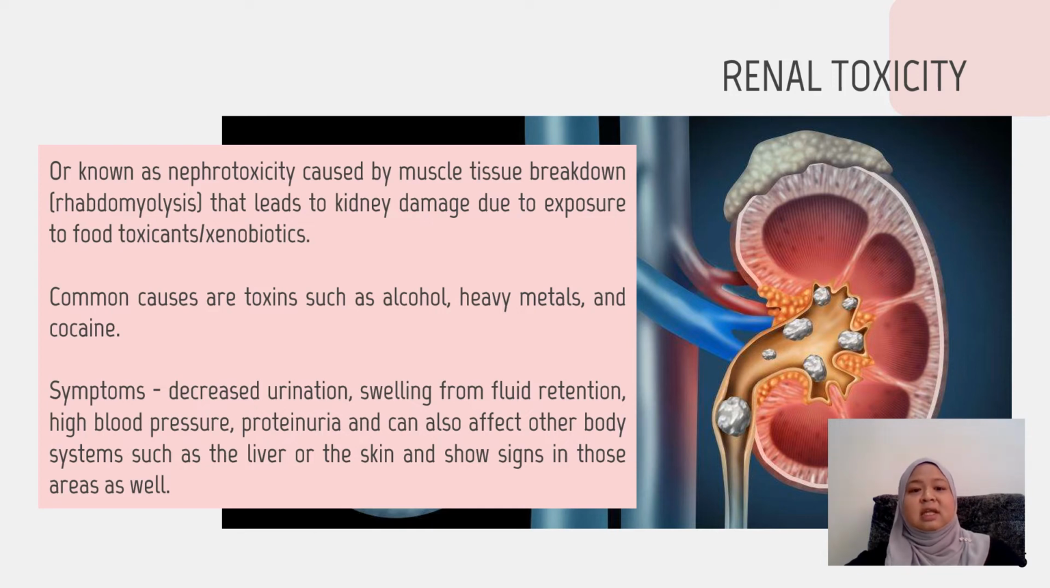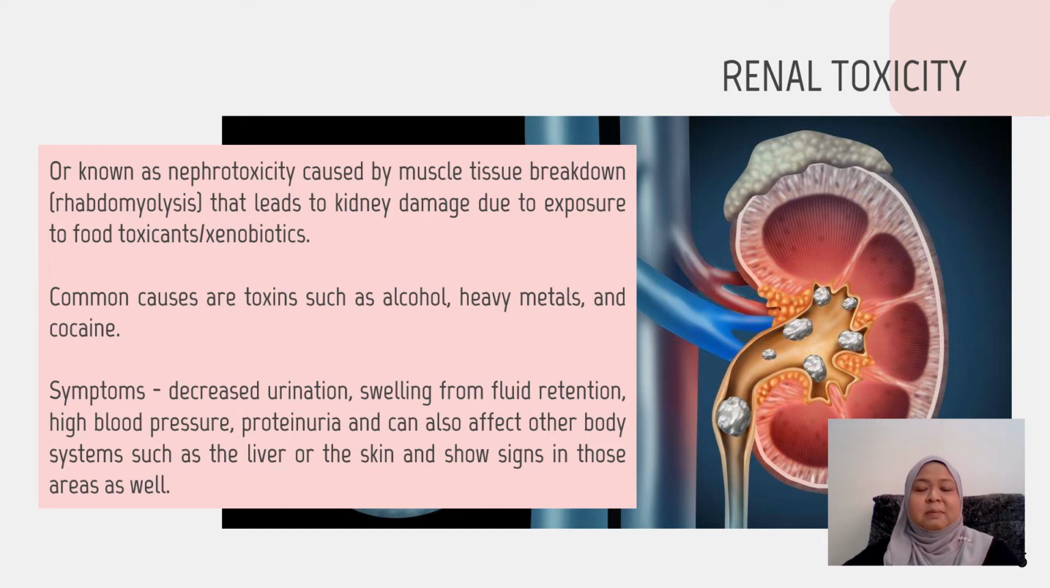Okay, so the common causes of this renal toxicity are excessive consumption of alcohol, heavy metals, as well as cocaine. The symptoms of this renal toxicity are decreased urination, swelling from fluid retention, high blood pressure, and proteinuria, where they can find a lot of protein in the urine. It can also affect other body systems such as the liver and the skin, where it can show signs in those areas as well. So at the end of the day, renal toxicity will cause damage to the kidney, and that's why people have to do dialysis.